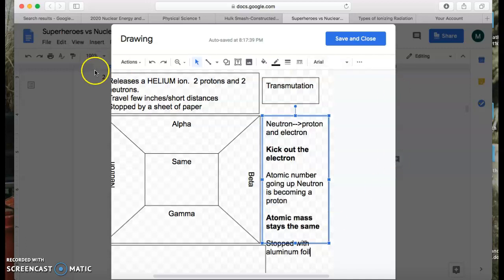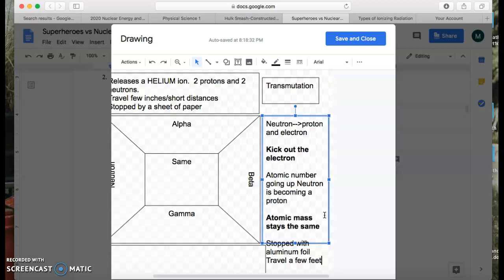Once again, alpha releases a helium. Beta, a neutron, becomes a proton and electron, and it spits out an electron. They're both changing from one type of atom to another. This can only travel a few inches. This one can travel a few feet. All right.